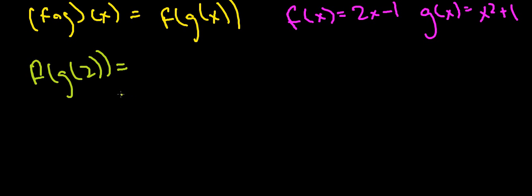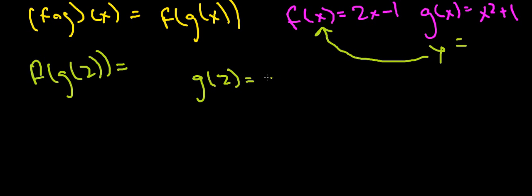So again, what we're going to do is find the function value. We're going to take g of 2 and find out what that is equal to. We're going to take that y and put it into our f of x, replacing our x values over here, and then we'll get our final answer. So let's find out what g of 2 is first. g of 2 is equal to 2 squared plus 1, which is equal to 5.